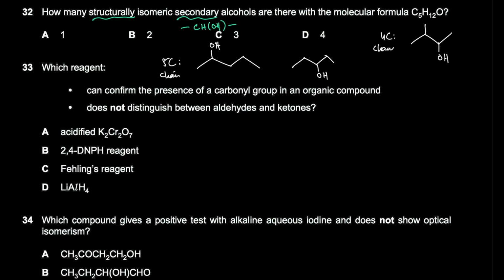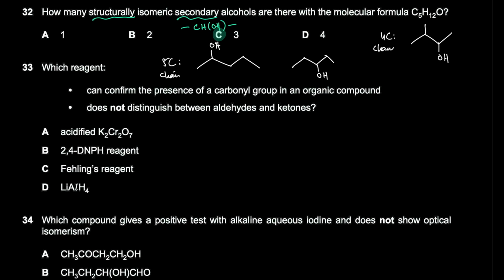And then if you think about a 3 carbon chain, we get this. We have a 3 carbon chain with 2 methyl groups, and the OH can only go here, here, here, or here. In each of those cases, that's a CH2OH. So the only possibility with a 3 carbon chain is going to be a primary alcohol. So it can't have a 3 carbon chain. So the answer is just C. There's 2 possibilities with a 5 carbon chain and 1 possibility with a 4 carbon chain.